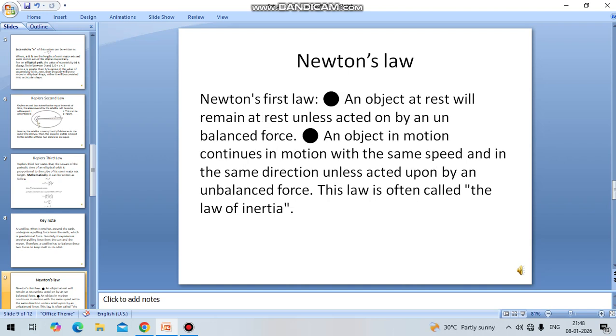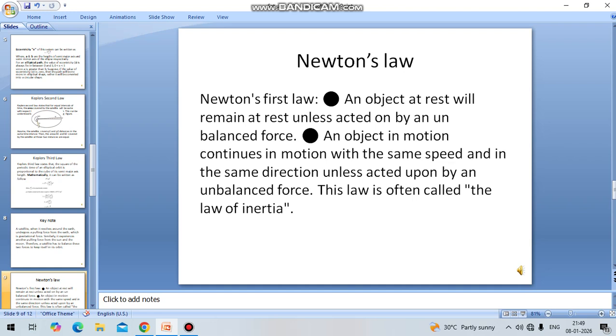The next type of law is Newton's law. Newton's law also discusses the launching of satellites in space. Newton's first law says that an object at rest will remain at rest unless it is acted on by a force. Also, an object in motion continues in motion with the same speed and the same direction unless an external force is applied on it. This Newton's first law is also known as the law of inertia.